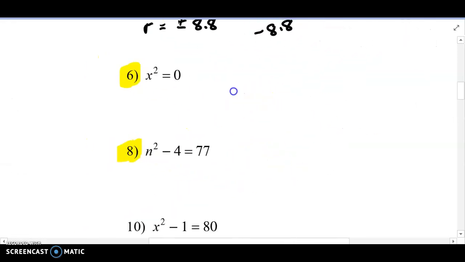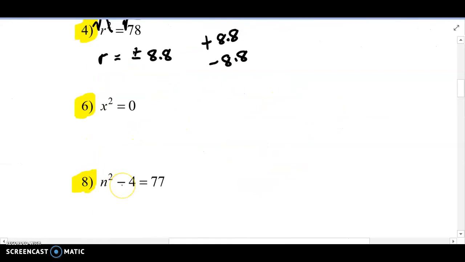Next one, number 6, same idea. B term is missing, so we can solve by square root. X squared's by itself. I take the square root, and that cancels that. X equals, what's the square root of 0? It's just 0. It's not plus or minus. 0 is neither positive nor negative. So x just equals 0 on that one.